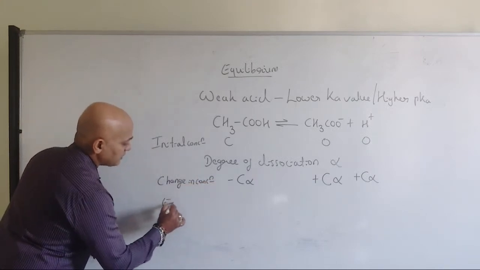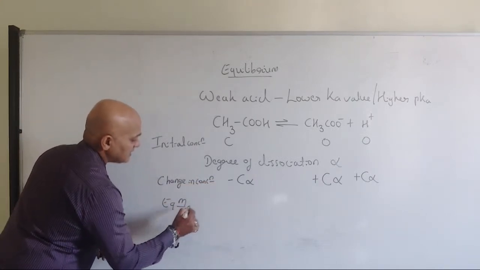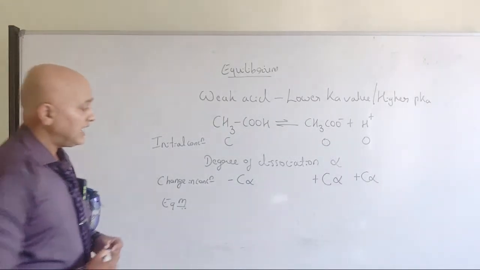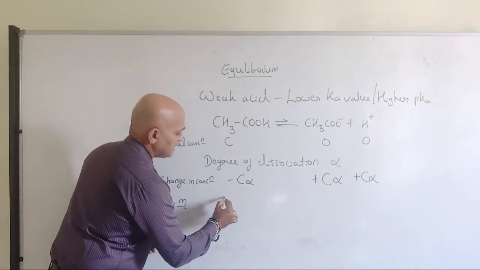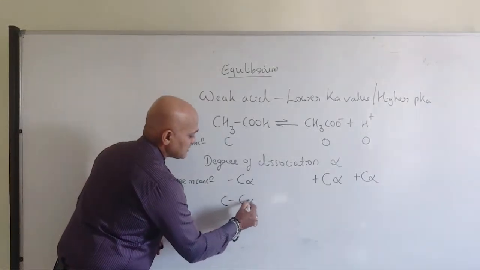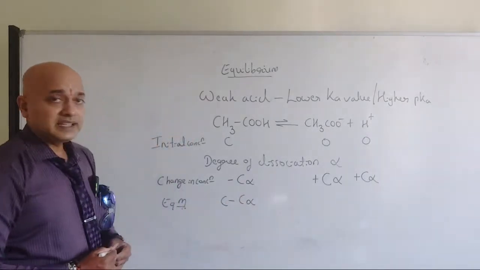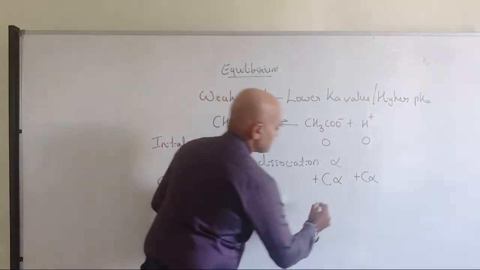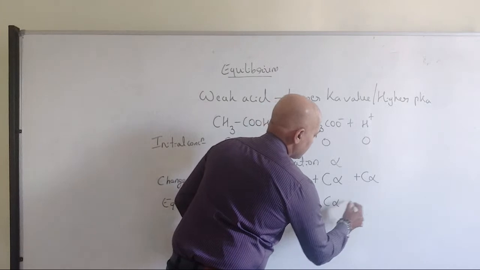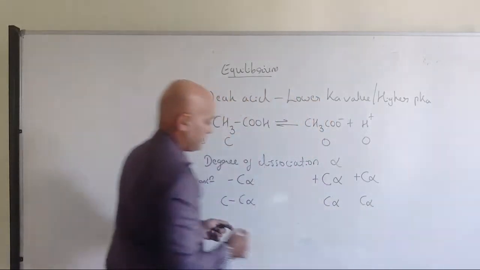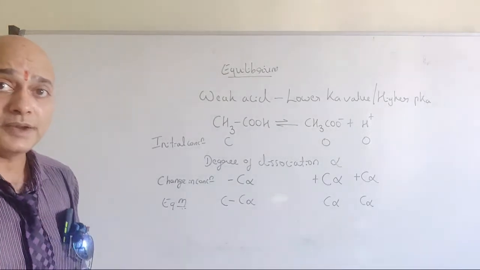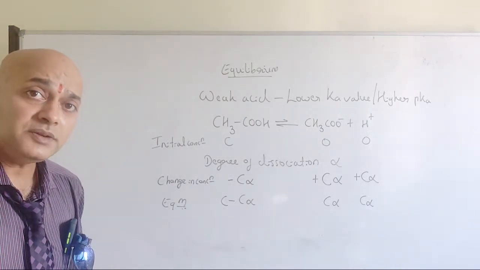Now we will come to the concentration at equilibrium. What will be the concentration at equilibrium? Naturally, for acetic acid it will be C minus C alpha. Then for the products it will be C alpha, C alpha. So that will be the concentration at equilibrium. All of you have understood?